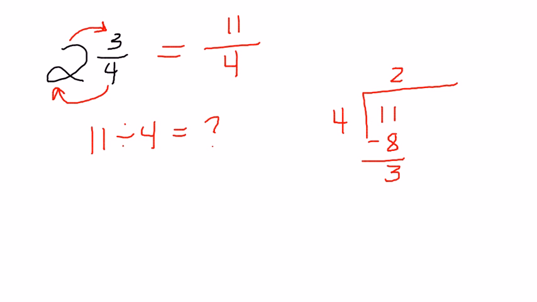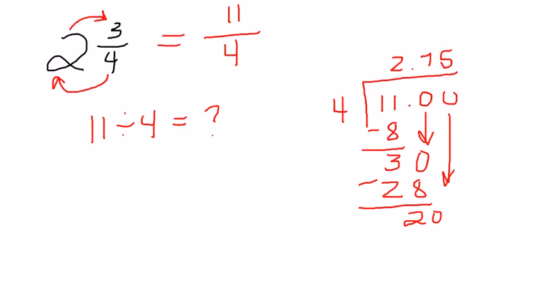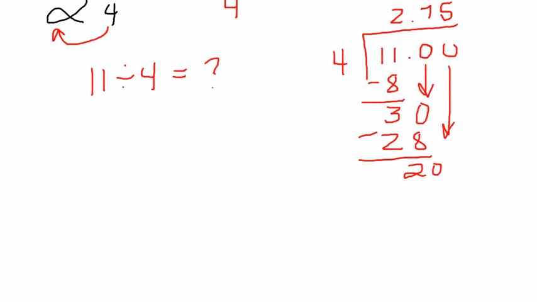Okay, I'm going to have to add my decimal and bring a 0 down. 4 will go into 30 7 times. 7 times 4 is 28. Subtract, I'm left with 2. Bring another 0 down. 4 will go into 20 5 times. So 11 divided by 4 is 2.75.